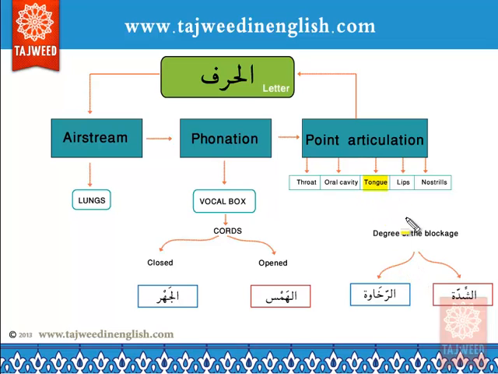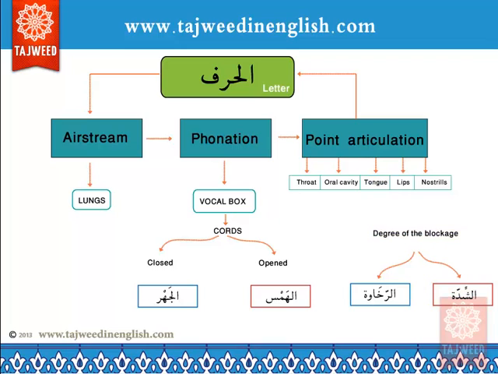That stoppage and the blockage, the degree of the stoppage will define whether this letter would be shadid from the letters of shidda, or the letters of rakhawa, or the letters in between, because there are letters of shidda and letters of rakhawa, and there are letters in between the shidda and rakhawa. So they either stopped completely and then the air let it go, or the air is flowing normally without stopping at that makharaj, at that point of articulation.